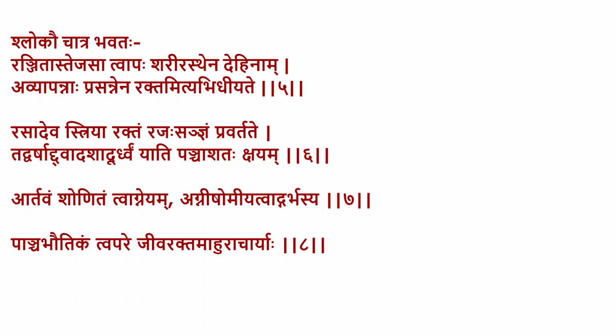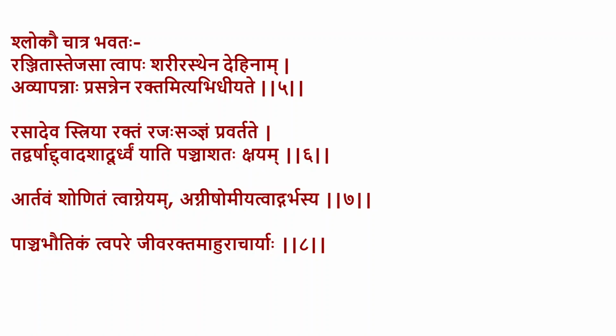Now, another issue is that once this rakta has been produced, the same would be presented as rajas in females. The menstrual blood is also produced. Now, according to Sushruta, that menstrual blood is something different from the nourishing blood of the body. Rasadeva striya raktam rajas sanjnam pravartate, tadvarshad dvadashad urdhvam yati panchashatkshayam. By the age of 12 it starts, and by the age of 50 the menstrual blood flow ceases, and this menstrual blood flow is a product of the same rasa and rakta.